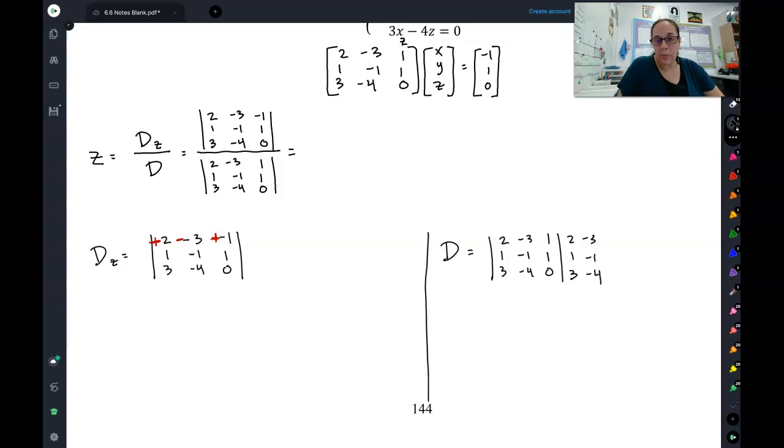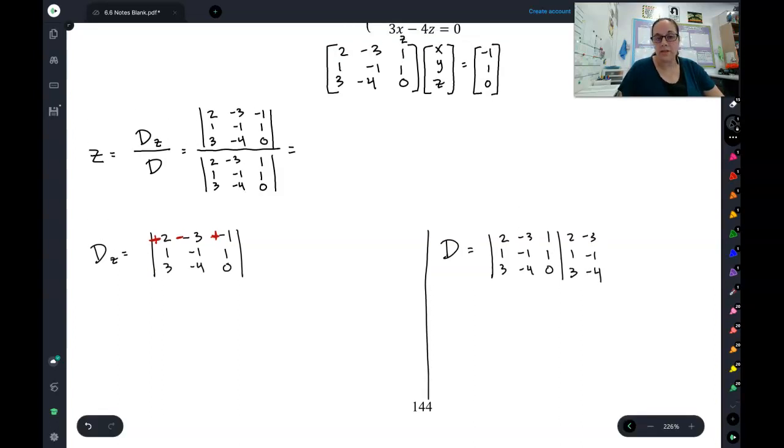I would like you to practice both of them so that you know how to do both of them on your test if you want to check your answers. So, pause the video, use what you've learned so far in this lesson, use expansion by minors to do this one, use the diagonal method to do this one, and then take your answers up here to solve for what z would be. Pause the video and try that out now.